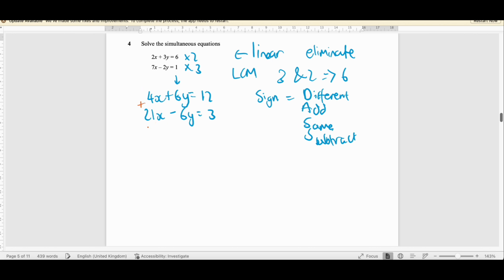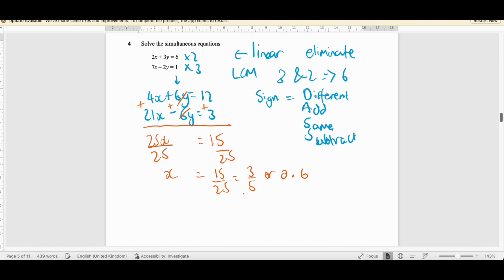So I'm gonna do 4x plus 21x, which gives me 25x. I'm gonna do 6y plus minus 6y, so these two are gonna cancel out, it makes 0. I'm gonna do 12 plus 3, which is 15. So I end up with 25x is equal to 15. To solve this, I divide both sides by 25, and I end up with this fraction here, which can be simplified to make life a bit easier. So you get 3/5 or 0.6. We'll use 0.6 here because it'll help in the calculation, make it a little bit easier.